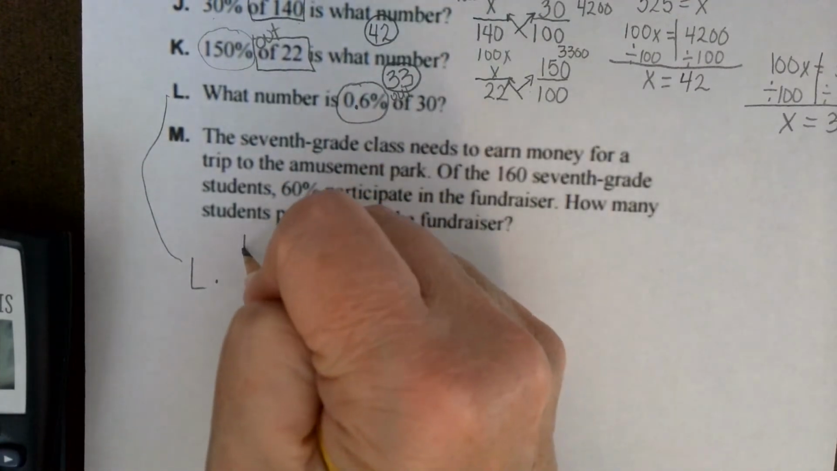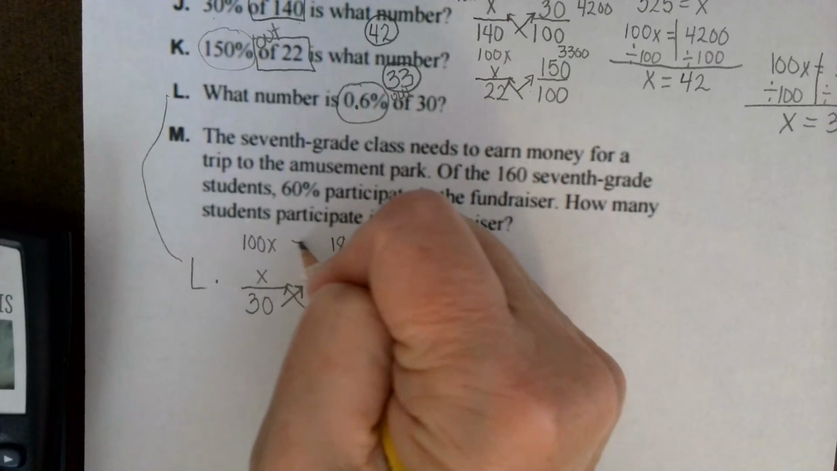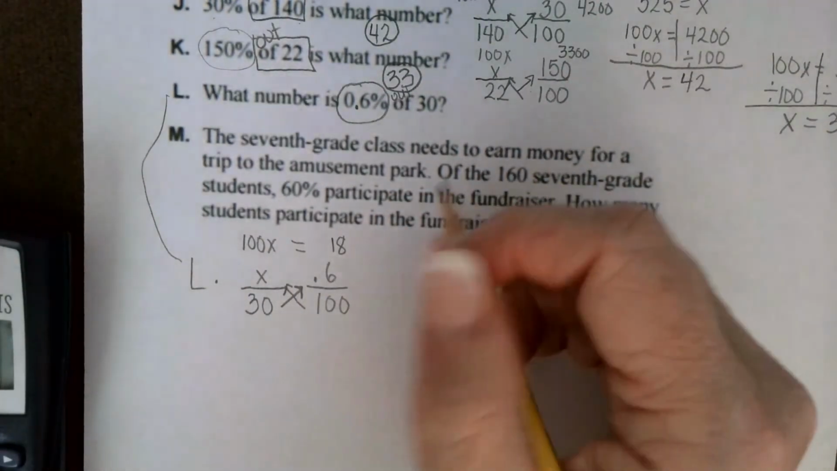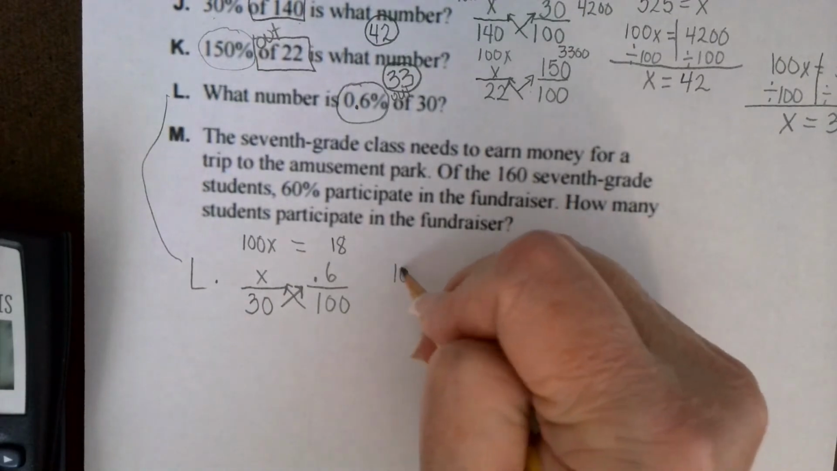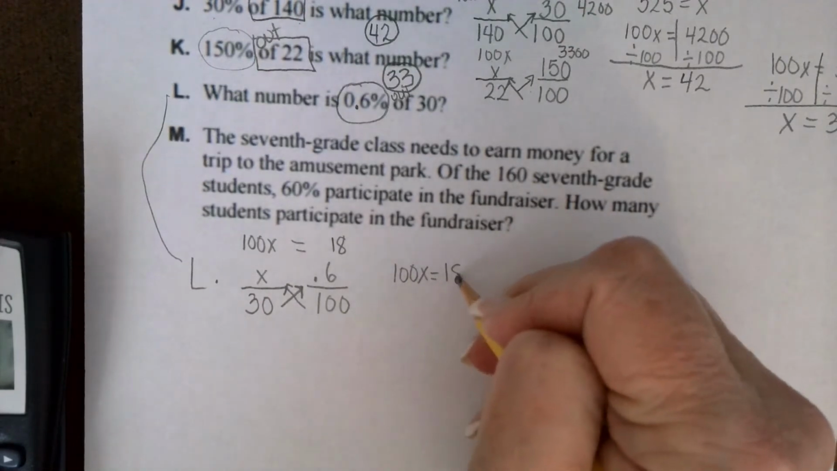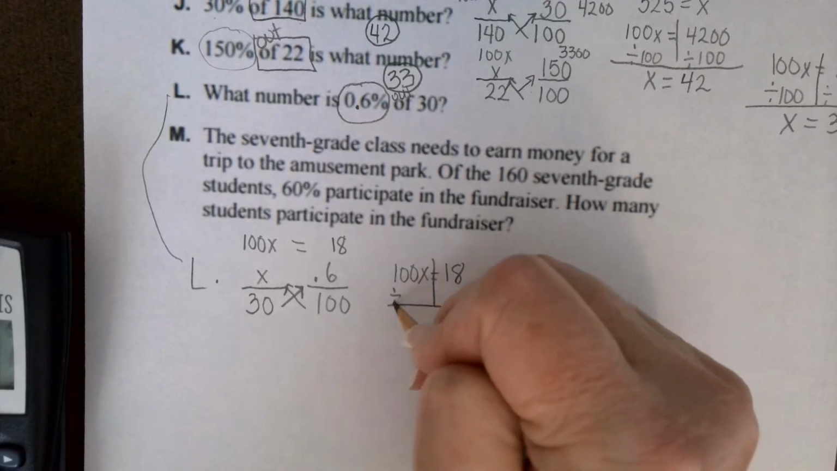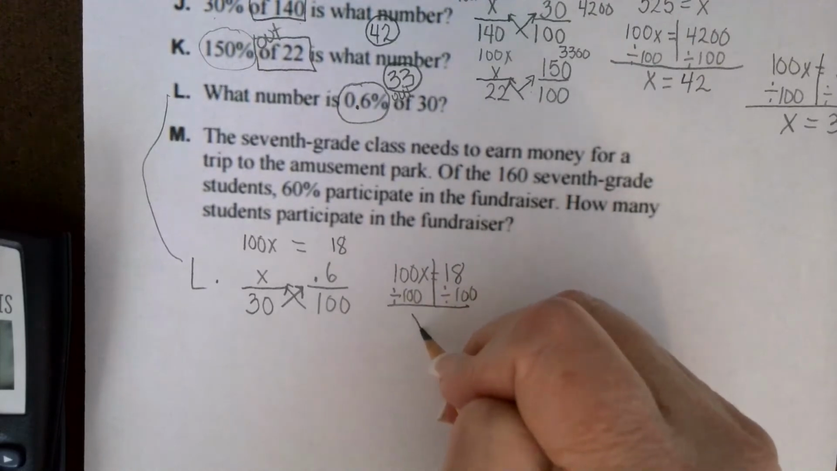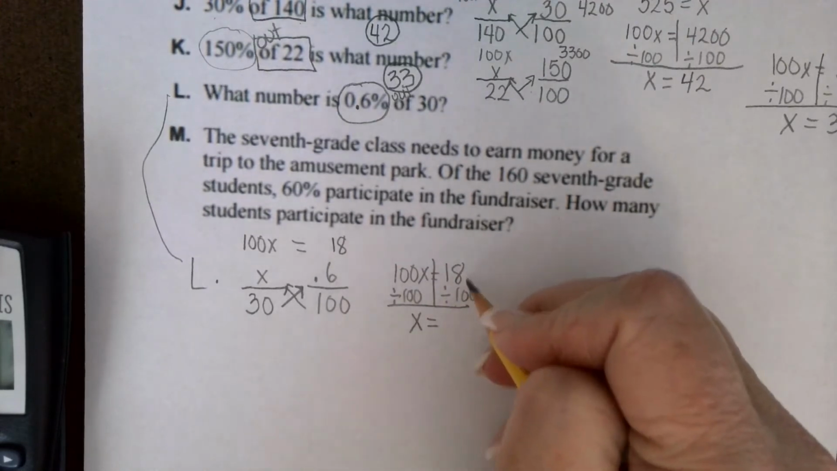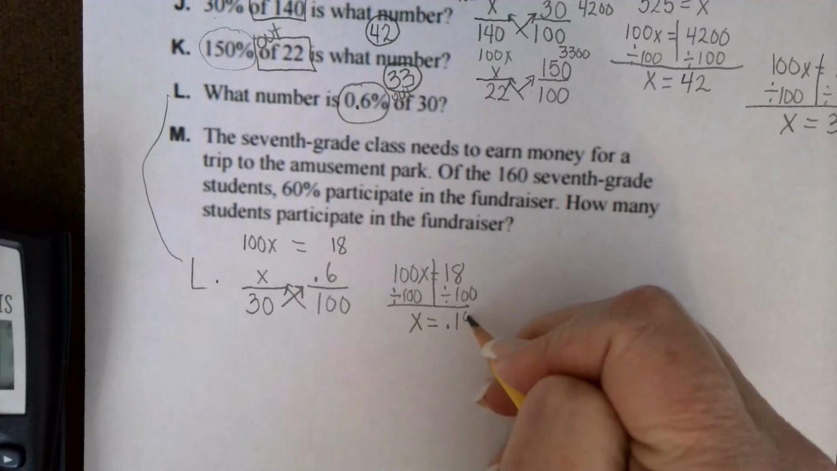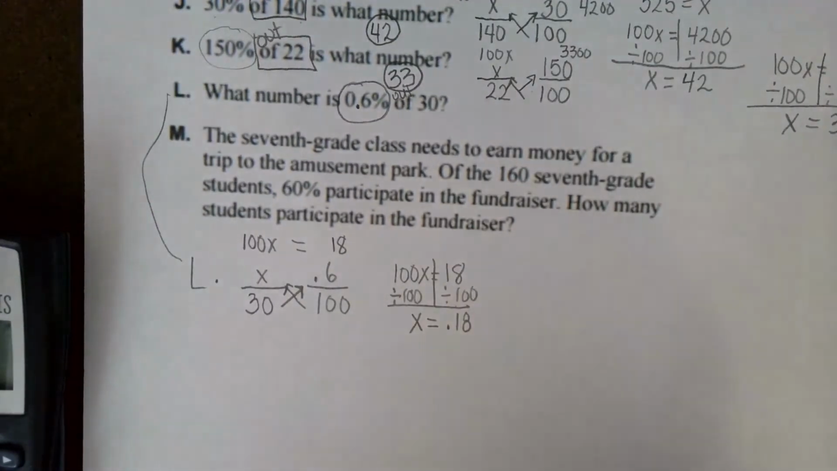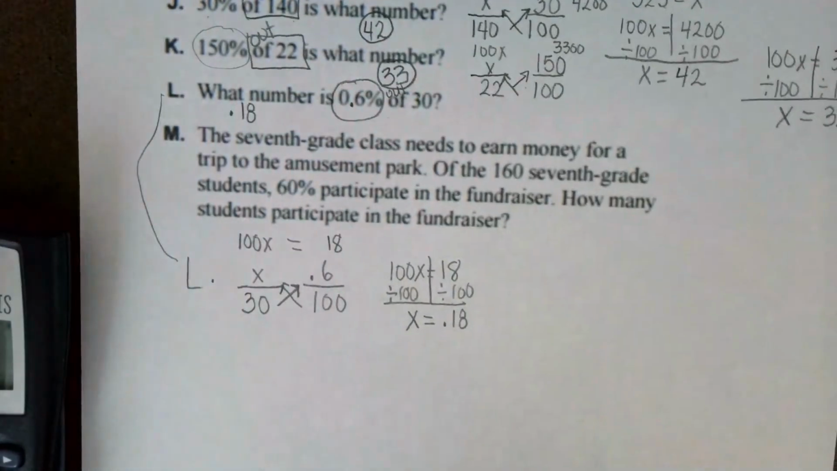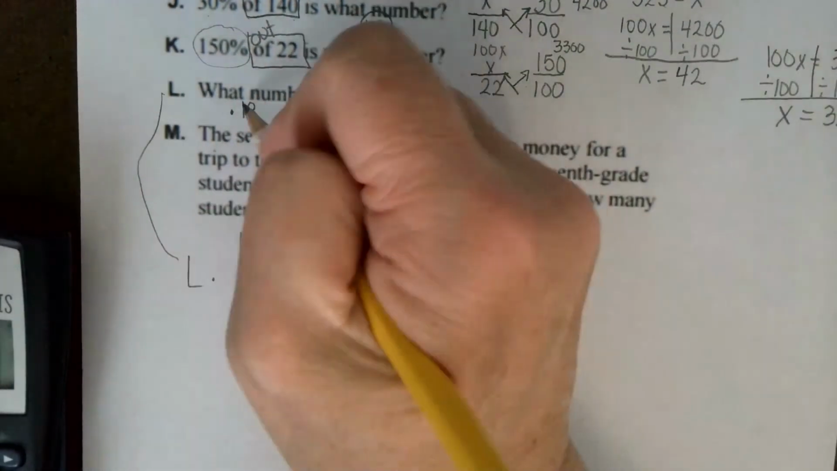And then 100 times x is 100x. And then we've got 100x is equal to 18. So we're going to divide by 100. 100 divided by 100 is just an x, and 18 divided by 100 is 18 hundredths. So 18 hundredths is 0.6% of 30.